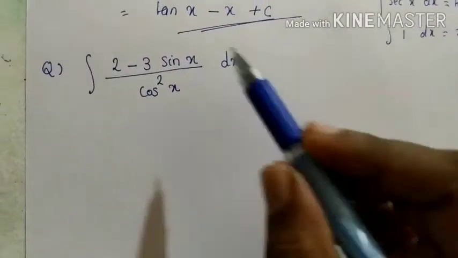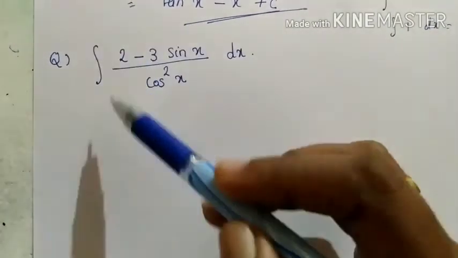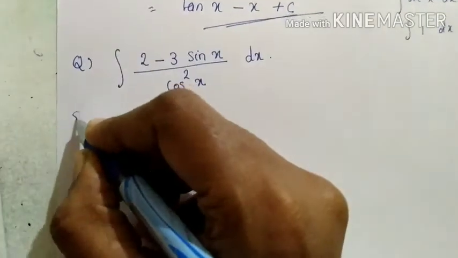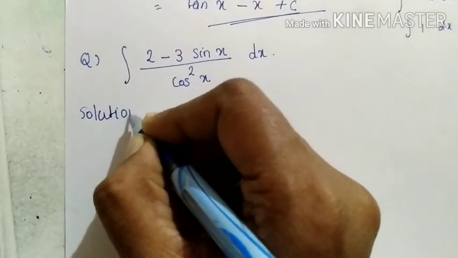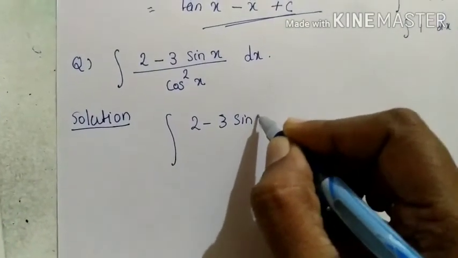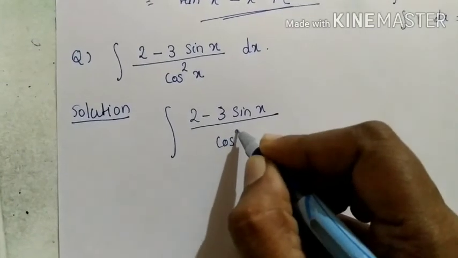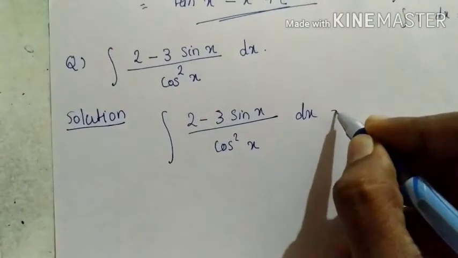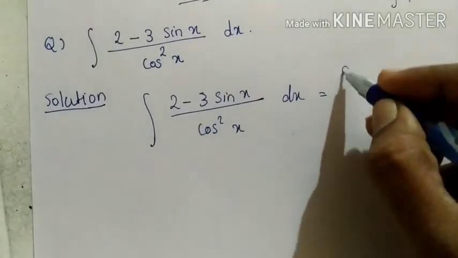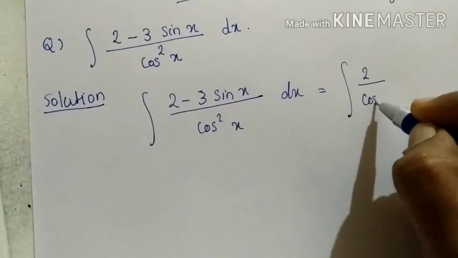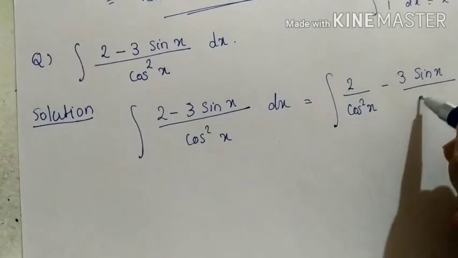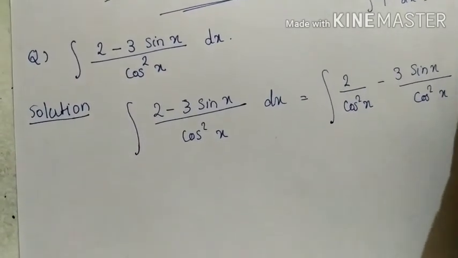This is our next question. We need to find integral (2 minus 3 sin x) divided by cos square x dx. So let's start the solution of this question. Given that (2 minus 3 sin x) divided by cos square x dx. Right. So next divide it individually. We get 2 divided by cos square x minus 3 sin x divided by cos square x dx.